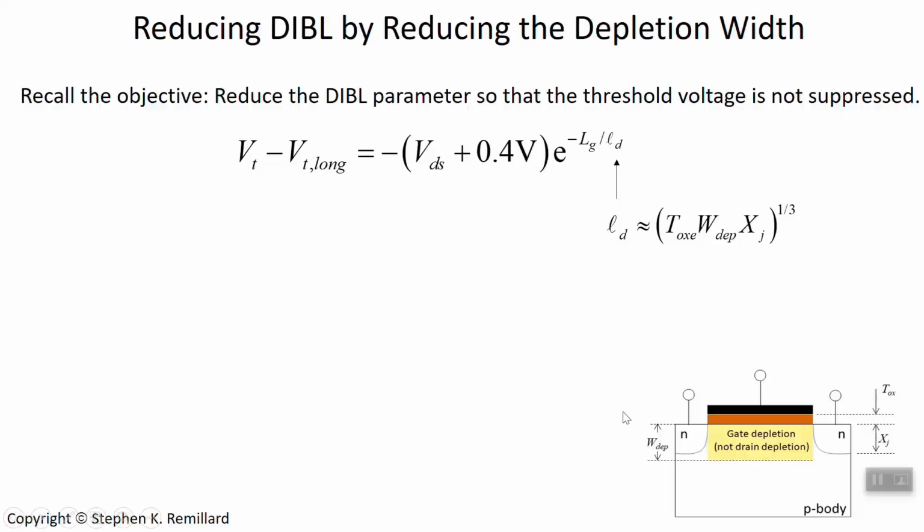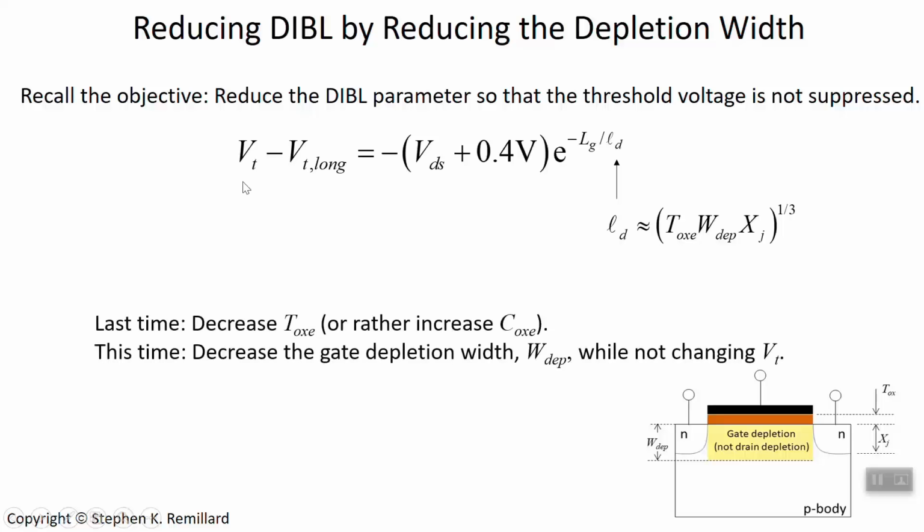This expression, recall, compares the threshold voltage in a short junction versus what it would be in a long junction. And we want to maintain that long junction threshold voltage. Last time we talked about decreasing the oxide thickness. We really talked about increasing the oxide capacitance. This time we're going to talk about decreasing the depletion width, and we'll talk exactly about that.